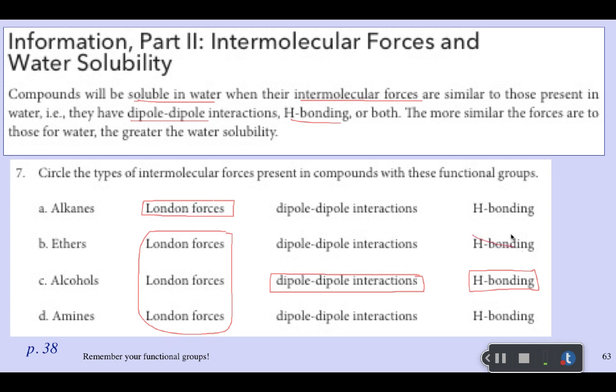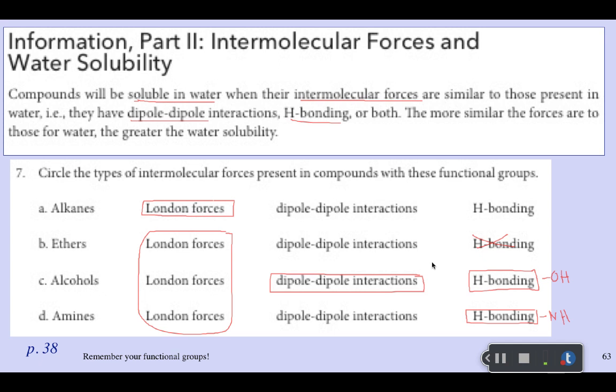What about the ethers? The ethers do not have hydrogen bonding. There is no OH present. You have to have the OH present, such as in alcohols, or NH, we'll come to that later, as in amines. And for those compounds, hydrogen bonding is present. The alcohols and amines have it, the ethers do not.